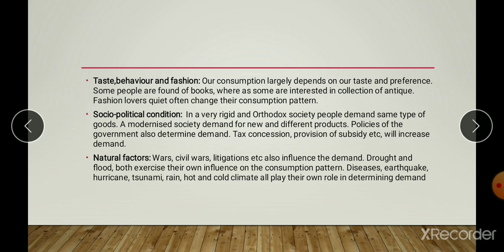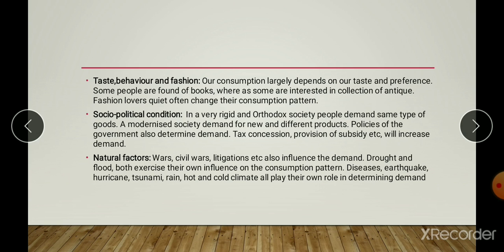And the next one is taste, behavior and fashion. These are all psychological factors influencing the demand. Our consumption largely depends on our taste and behavior, our taste and preferences. Some of the people are fond of books, whereas some are interested in collection of antique pieces, collection of stamps. Fashion lovers quite often change their consumption pattern. Okay, so these are some examples of taste, behavior and fashion.